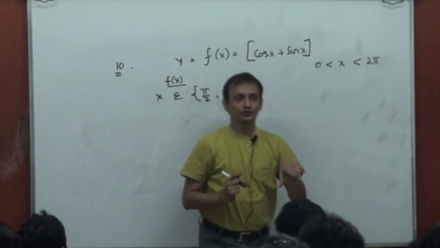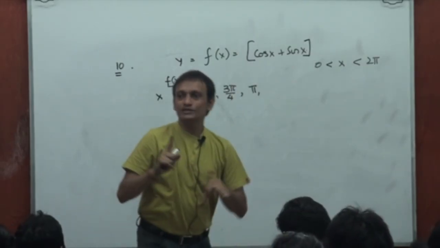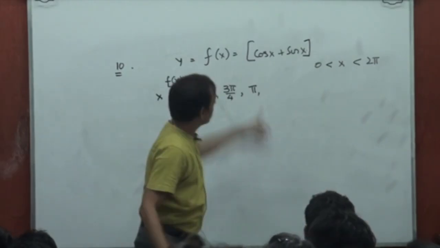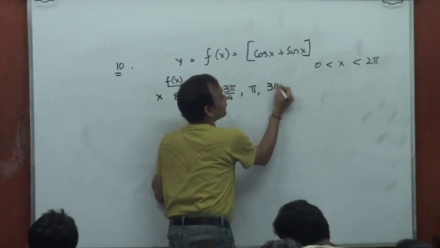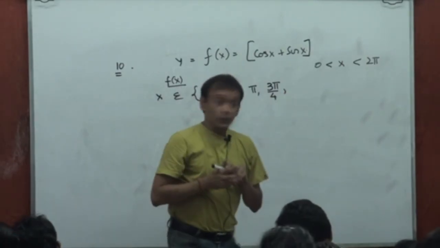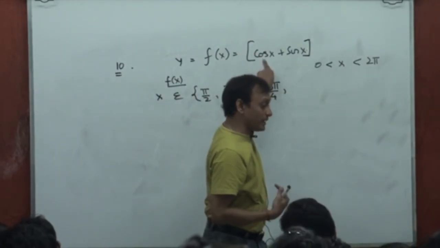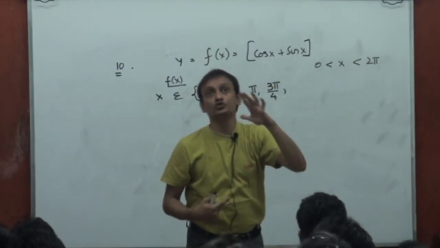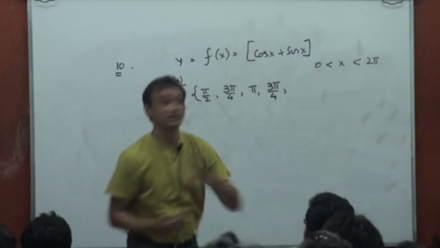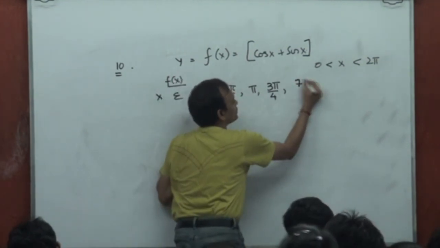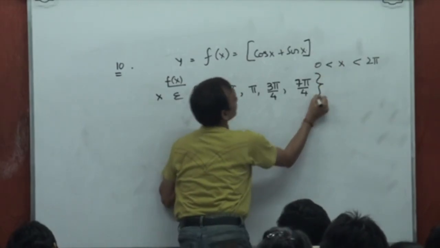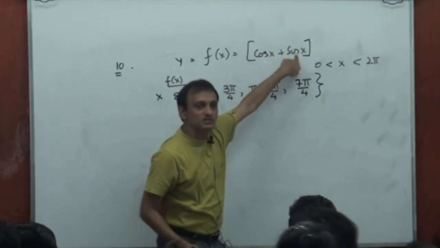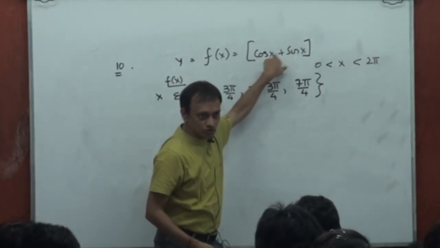3 pi by 2. At x equal to 3 pi by 2, sine would be minus 1, whereas cosine would be 0. So 3 pi by 2. And then the fourth quadrant, where cos could be 1 by root 2 and sine would be minus 1 by root 2. So that means x equal to 2 pi minus pi by 4, that means 7 pi by 4. X equal to 7 pi by 4, which is the fourth quadrant case where cos x is 1 by root 2 and sin x is minus 1 by root 2. Right? So this becomes an integer.